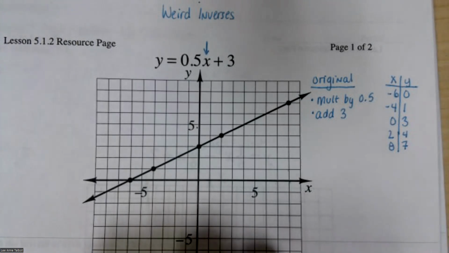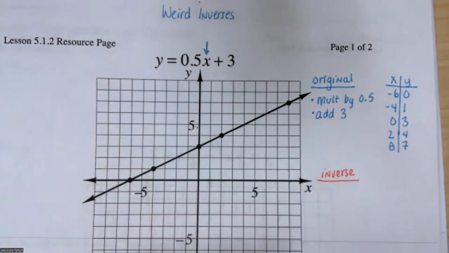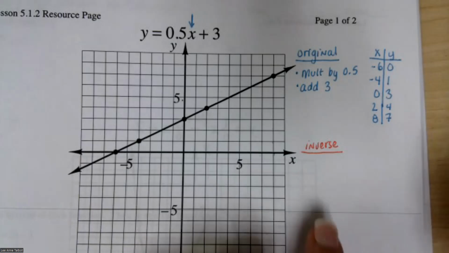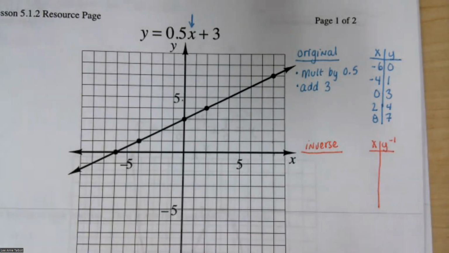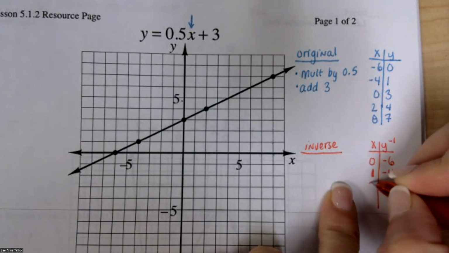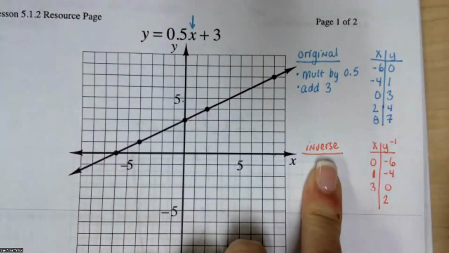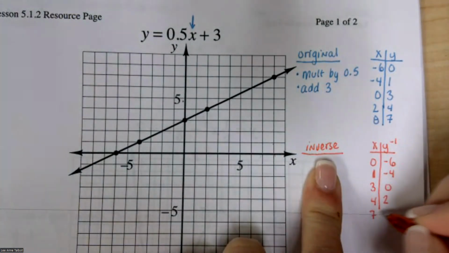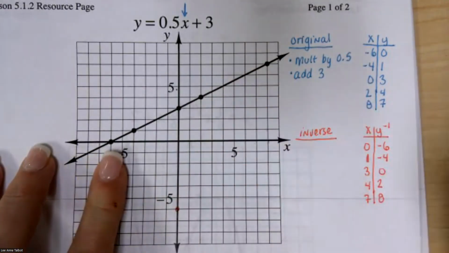Now I'm going to switch to red. Okay, we can start with the table. That's easy. 0, -6.